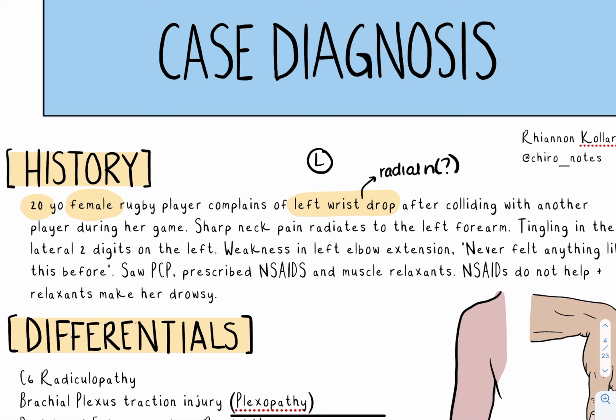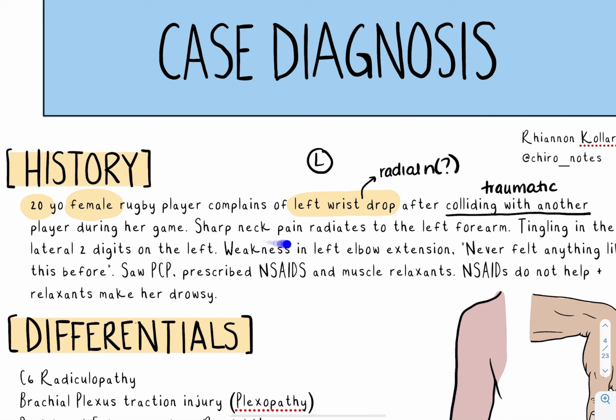After colliding with another player, she collided with another player. So what are things that can happen if someone collides? Well, that's traumatic. So this is a traumatic case, some type of traumatic event. So we need to know, did they hit their head? Is this something that's just muscular based due to trauma, or is this a neurological thing that happened during trauma? So that's the first step. Those are some of the main ideas from that first sentence. Let's keep going.